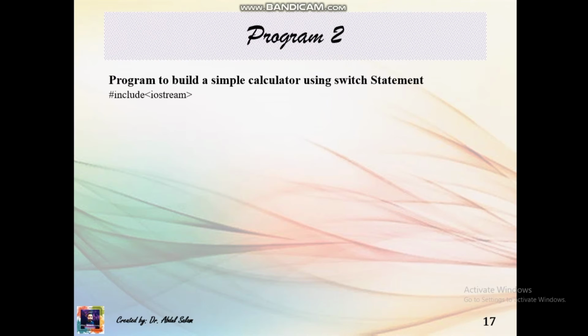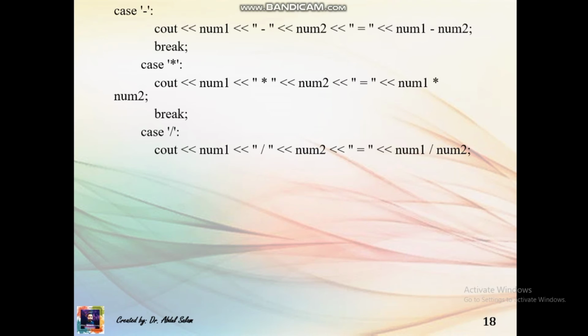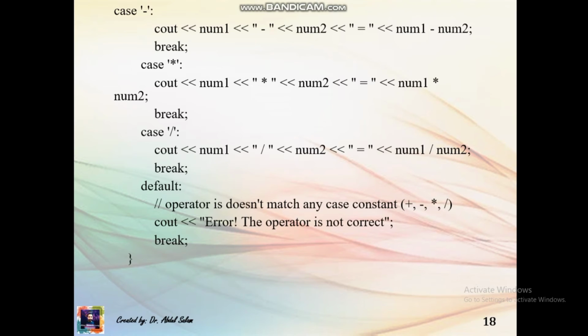Program to build a simple calculator using a switch statement. Include iostream, using namespace std, char operator, float number1 and number2. The two operands are necessary for applying any arithmetic operator. As we have learned in the previous lecture on arithmetic operators, we apply arithmetic operators using two operands. Here we declare two operands and then apply the arithmetic operators to form a simple calculator using the switch case statement. Case 1 is plus, case 2 is minus, case 3 is multiply, case 4 is division, and default.